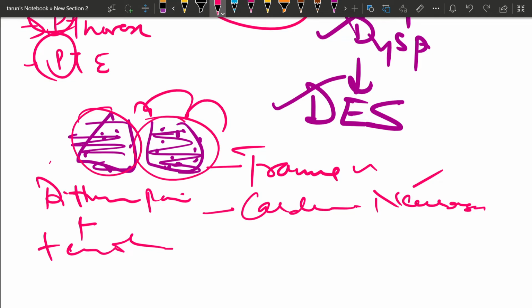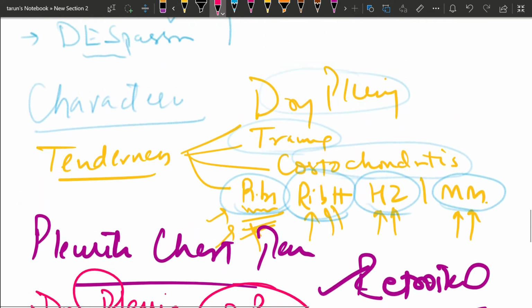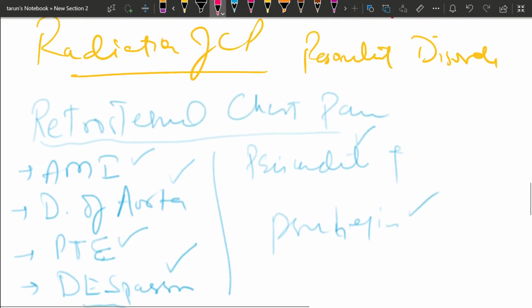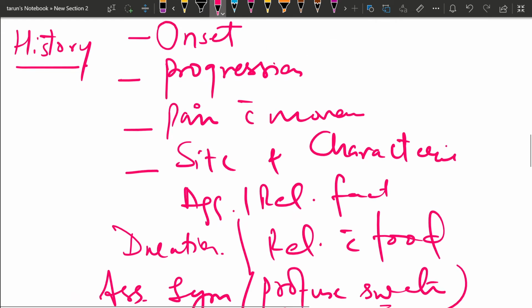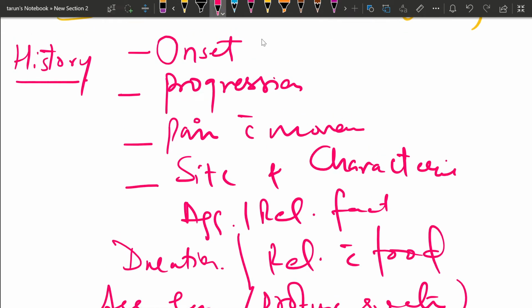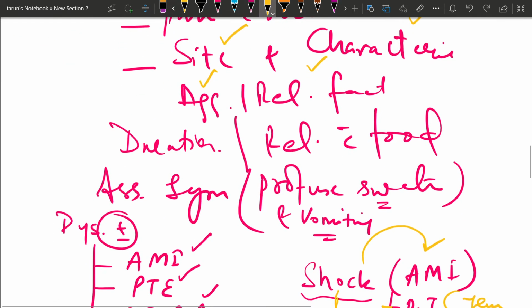So this was about the history. I will repeat again history in short. You should know in history what is the onset of the chest pain, what is the progression of the chest pain, whether pain is occurring with movement, what is the site of the pain, what is the character of the pain, whether there is aggravating and relieving factor, you should note it down.